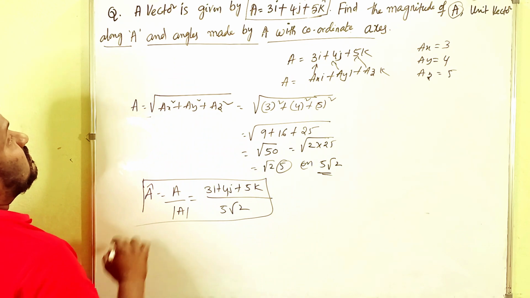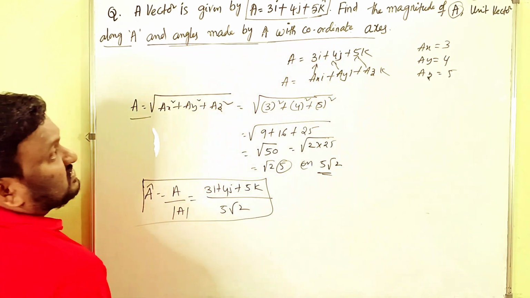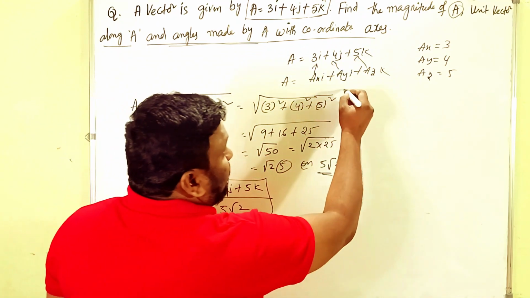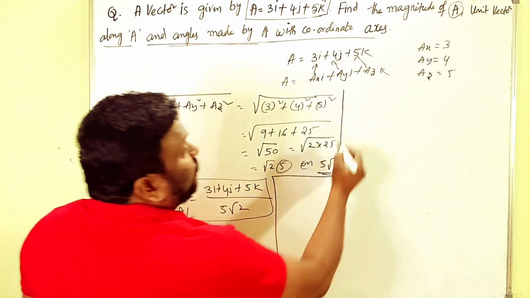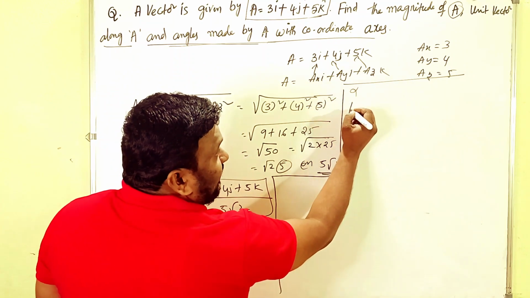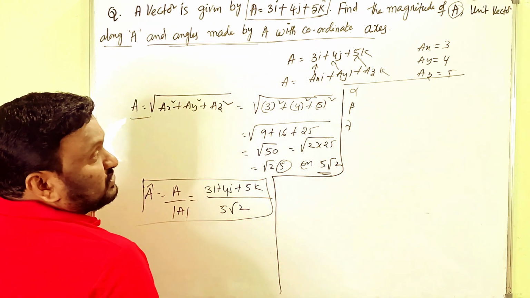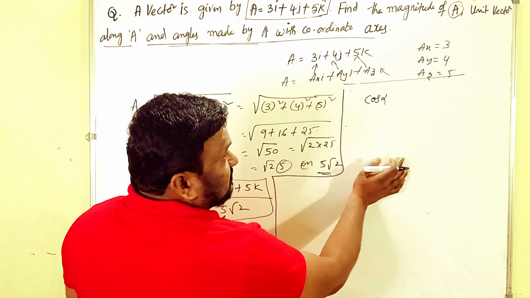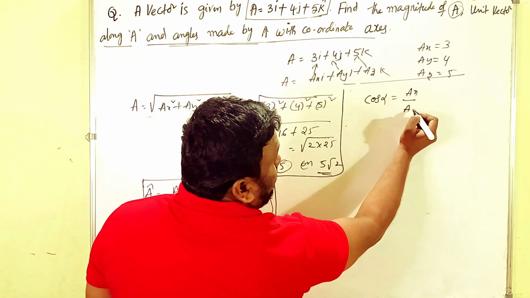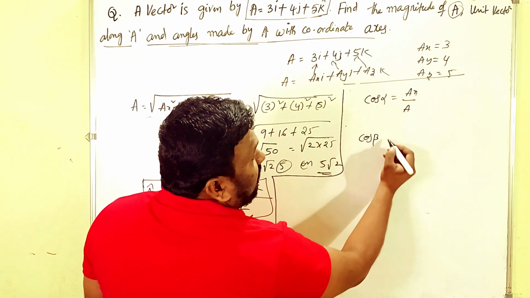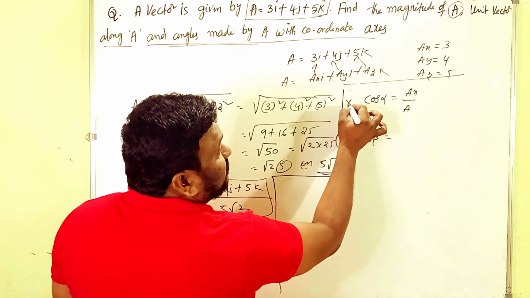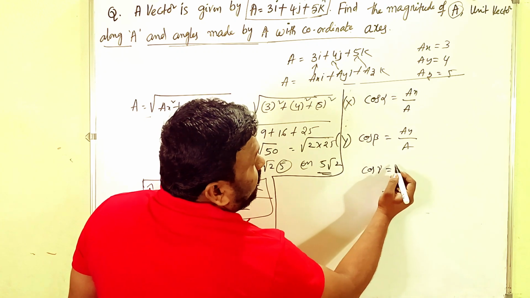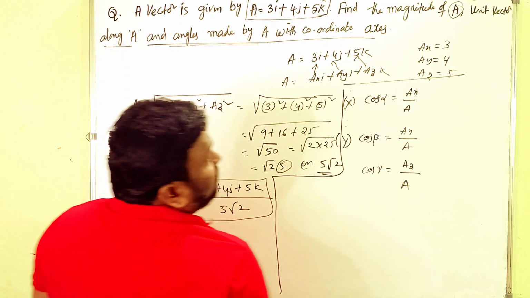And the third portion is the angles made by A with the coordinate axes. Here i means x axis, j means y axis, k means z axis. For that, we have to find the angles: with the x axis it makes some angle alpha, with the y axis beta, and with the z axis gamma. According to that, we write cos alpha, which is with respect to the x axis, Ax by A. And cos beta is along the y axis, Ay by A. And cos gamma is Az by A. So already all values are there.